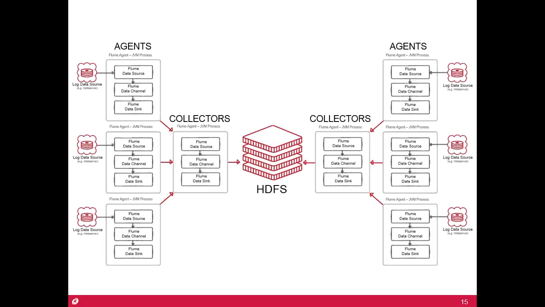Now, I've mentioned a few times about passing data between agents. By having this source channel sink architecture, we can easily chain agents together. And this means we can create architectures like in the slide, where we could have hundreds, if not thousands of data sources that then funnel down to collectors that have the direct responsibility of writing all that data to the data destination. Now, this architecture really works well if you have massive scale and really helps to reduce management overhead as well as minimize network traffic.